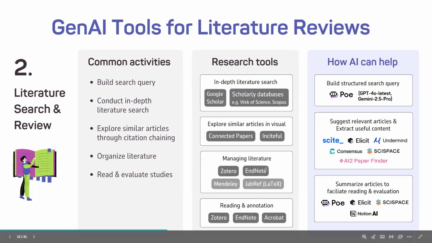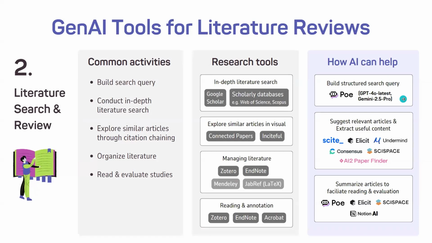Okay, so how can AI help? First of all, some general chatbots can help us build search queries. I think this is very useful when you are not very familiar with one particular topic or subject, because they can help us brainstorm the synonyms and build the structure. And then a bunch of tools to find papers. And lastly, some tools can help us with summarization as well.